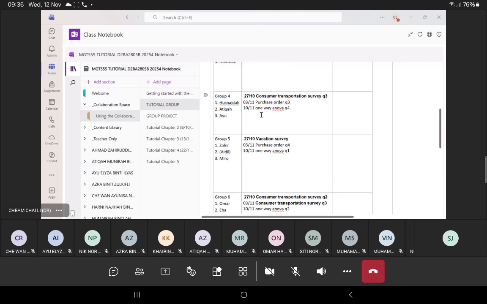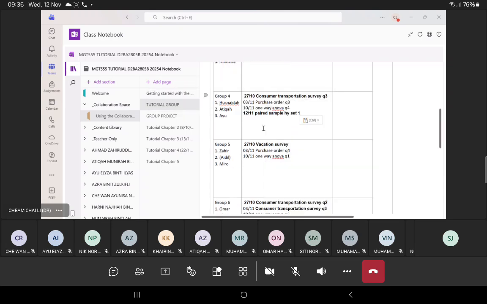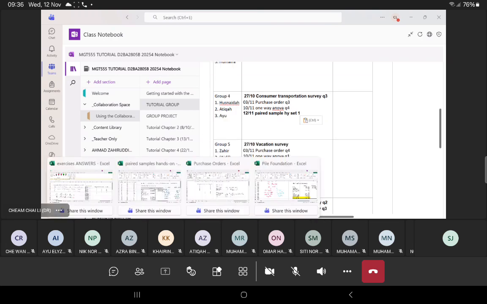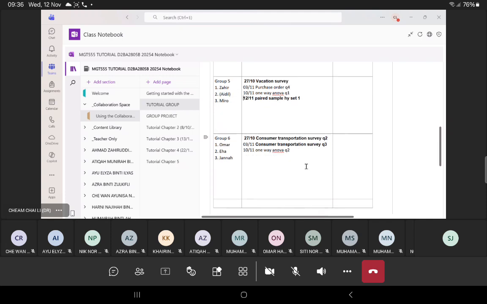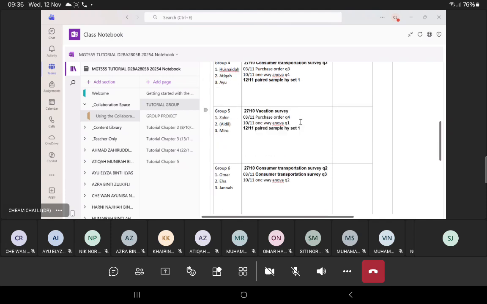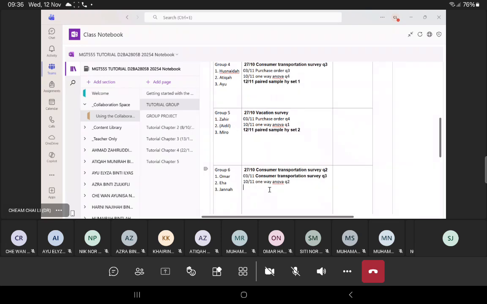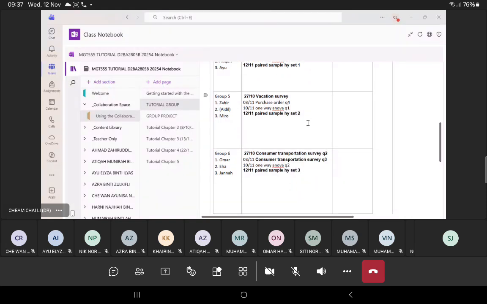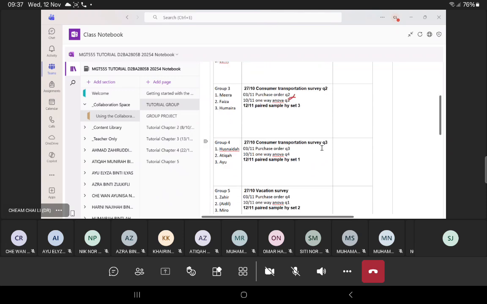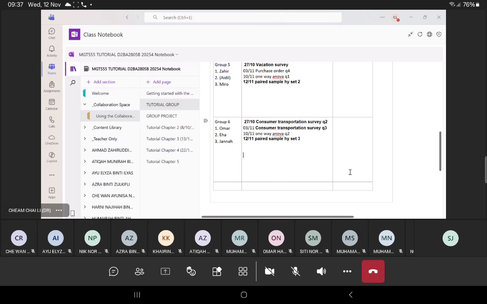At the same time, I also want you to try the question that I showed you just now, related to the PET sample hands-on, right? That is important too. Okay, and then we have this set 3. So 1, 2, 3. Yeah, we have 3 groups. Okay, I think that's all for today.